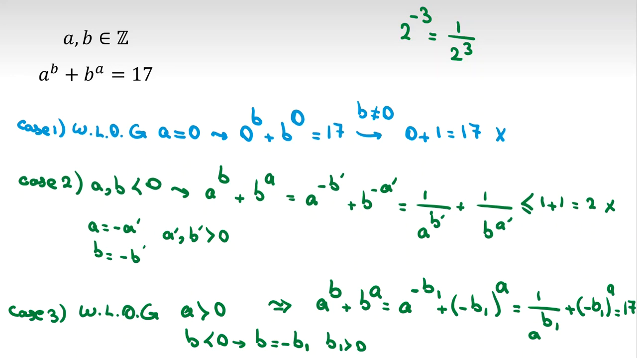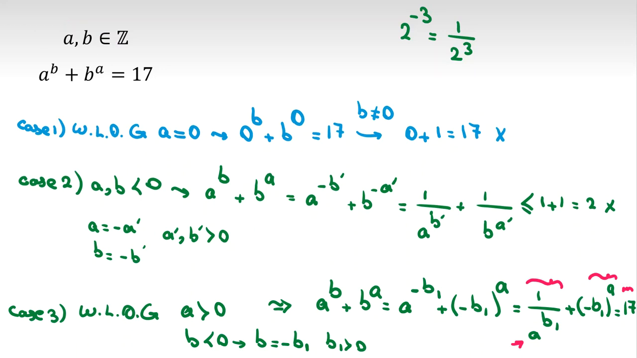Now, let's analyze these two terms. This number is an integer, this number is an integer, so this number also should be an integer. A is a positive number, and B1 is also positive. If A is 2 or 3, then we have a fraction and it is not an integer. So the only possible case for A is A equal to 1. We conclude that A, which is positive, has to be 1.